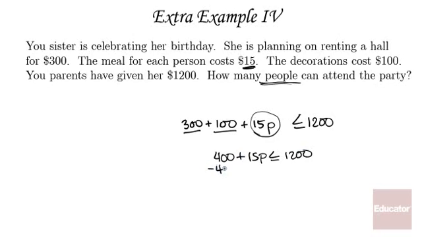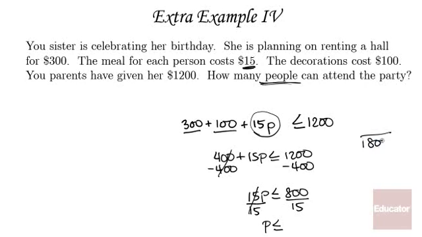That's the flat amount that she has to pay just to get the hall and decorate it. So let's take out the 400, and once we take out the 400, everything left over is going to be spent on the meals. So at this point, let's divide by 15, divide by each cost of the meal to find out how many people she can invite. So 800 divided by 15. 15 will go into 80 5 times, giving us 75. And 15 will go into 50 3 times, giving us 45.